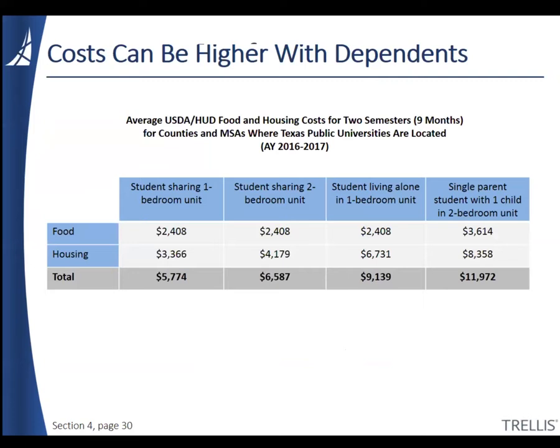Additionally, some students have dependents of their own to care for while enrolled. These students face particularly high living costs as they ideally need more space than just one person, and having children may make it more difficult to have roommates. In 2016, a student with one child living in a 2-bedroom apartment would have cost almost twice as much for food and housing compared to a student sharing a 2-bedroom apartment with a roommate.